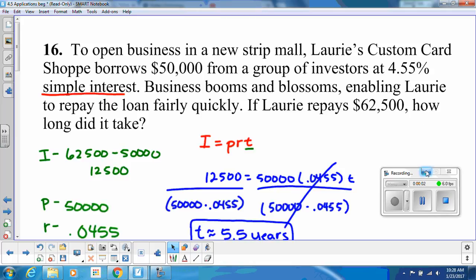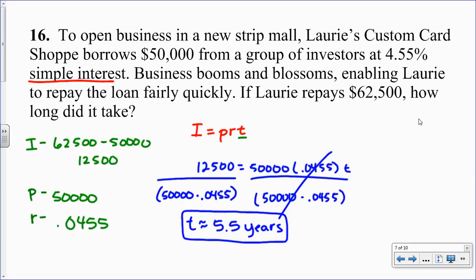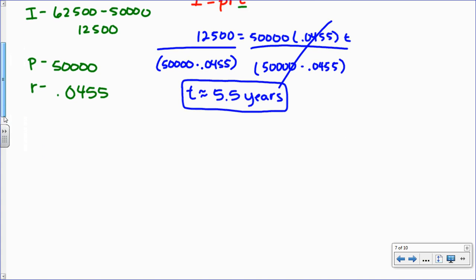Okay, so this is where we left off in 4.5. We're going to talk more about accounts with interest. We already did this problem on Friday. So we're going to look at a couple others.